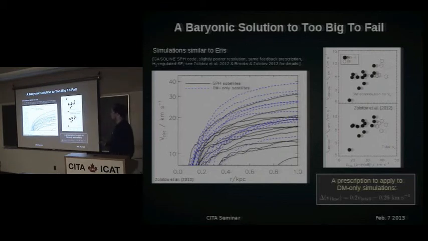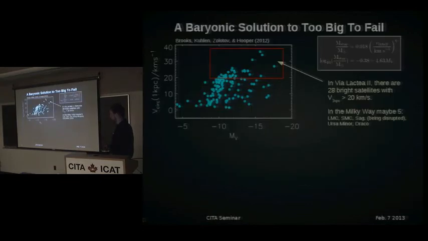Right, so we essentially calibrated the prescription for how much the central density, how much the circular velocity at 1 kiloparsec is reduced due to the baryonic physics, and applied that to the Via Láctea simulation. So actually, first to show you that there is still a too big to fail problem in Via Láctea, that's what this plot is showing.